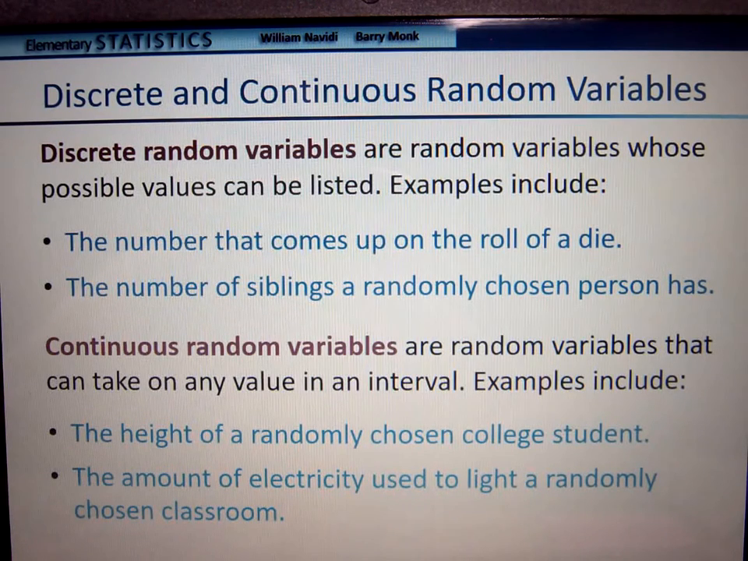Now, continuous random variables include maybe the height of a randomly chosen college student. The reason is height is a continuous variable because maybe they say they're 6 foot, maybe 6'1", maybe 6'1 1/4". Maybe 6.17358. So there's really no limit to the numbers between any intervals. And when there is no limit to numbers between intervals, then it becomes a continuous random variable. The amount of electricity used to light a classroom is also a continuous random variable, because you have decimals and fractions that could go on for a long period of time. And there's an infinite number of decimals and fractions in between the whole numbers.